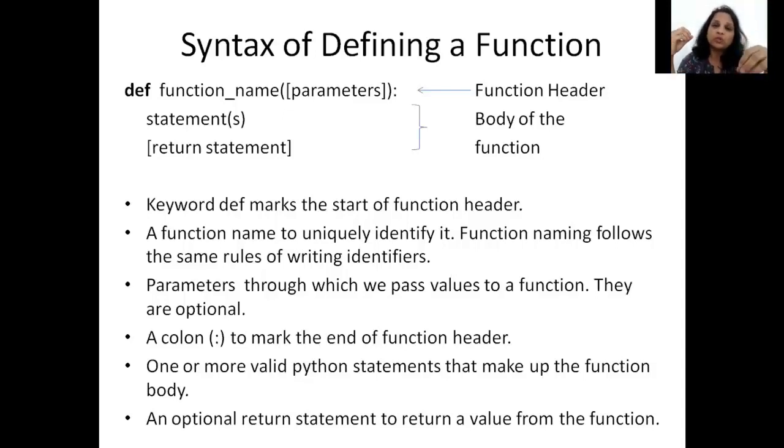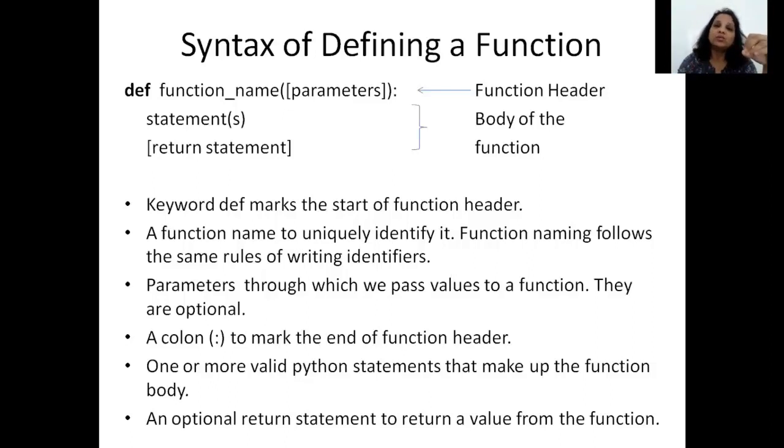If I'm writing a function to calculate simple interest, then tell me, to calculate simple interest, what is the data required by me? The data required definitely is the principal amount, the rate, and the time. These 3 become my parameters. So parameters are nothing but values that you will require to perform this function.